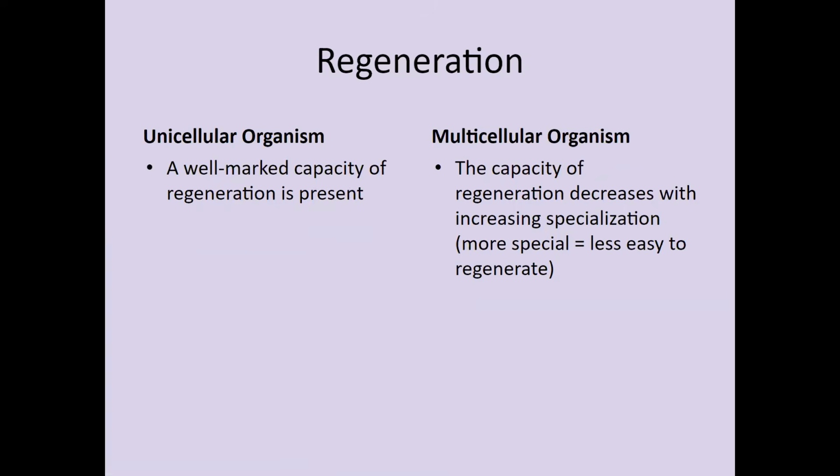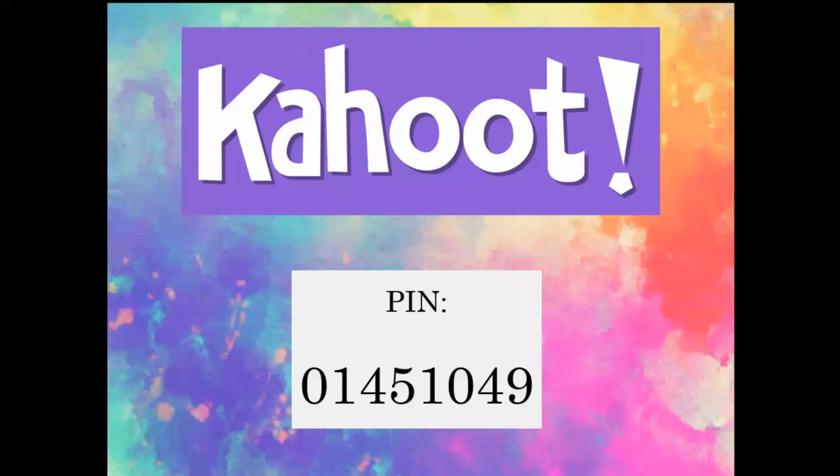Regeneration. So well-marked capacity of regeneration is present for unicellular organisms. However, the capacity of regeneration decreases with increased specialization. So the more specialized it is, the less easy it is to regenerate.